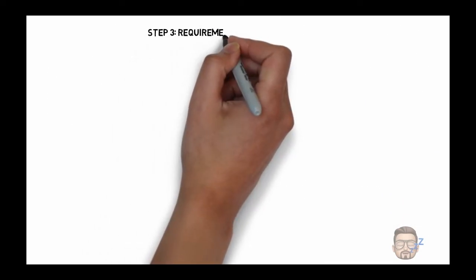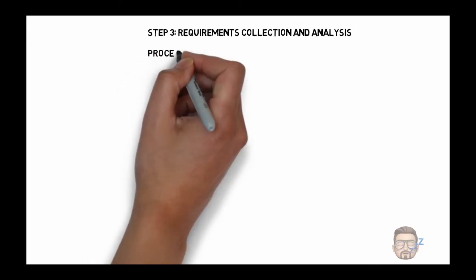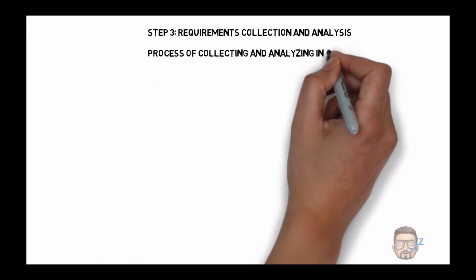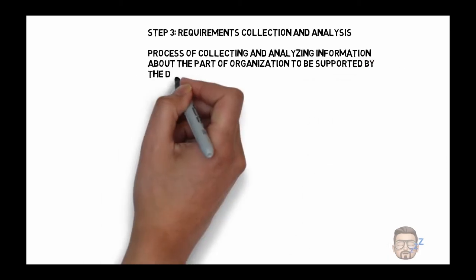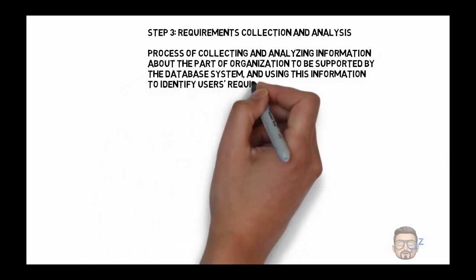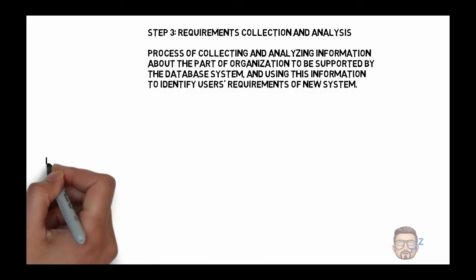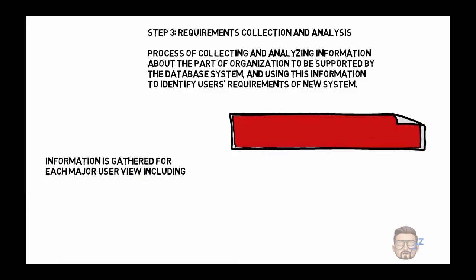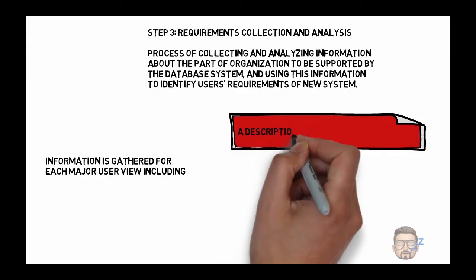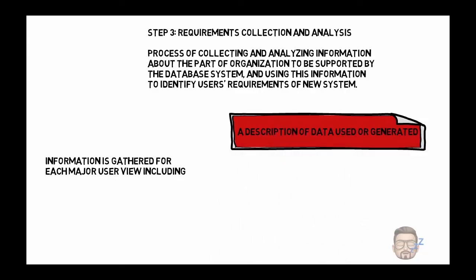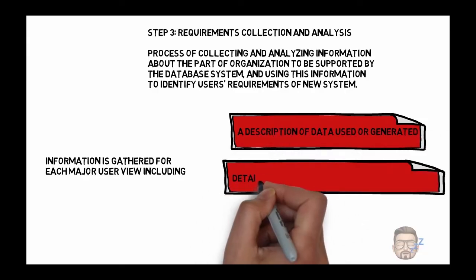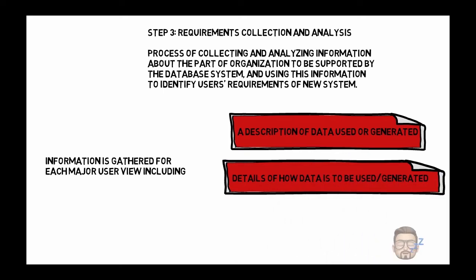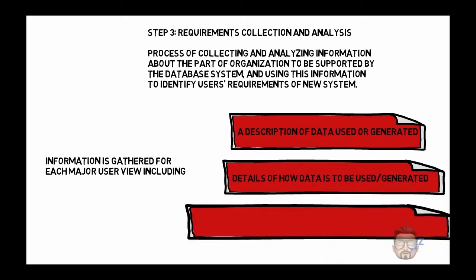The third step is requirements collection and analysis. It is a process of collecting and analyzing information about the part of organization to be supported by the database system and using this information to identify users' requirement of the new system. It includes a description of data used or generated, details of how data is to be used or generated, and any additional requirements for new database system.